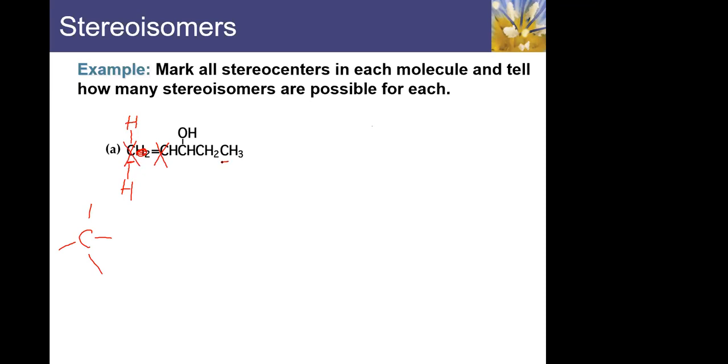Can this be my chiral carbon? No. Why? Because I have 3 hydrogens, 1, 2, 3. We want four different groups. So this is not my chiral carbon. Can this be my chiral carbon? No. 2 hydrogens. This cannot be my chiral carbon.